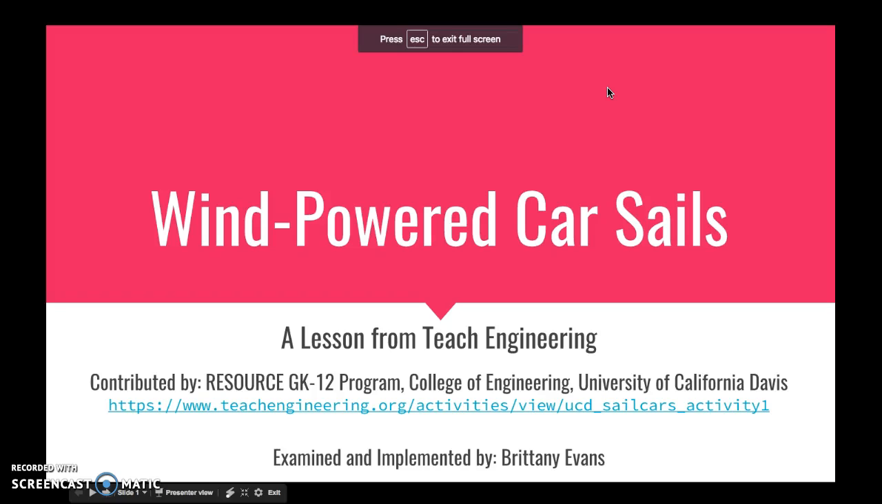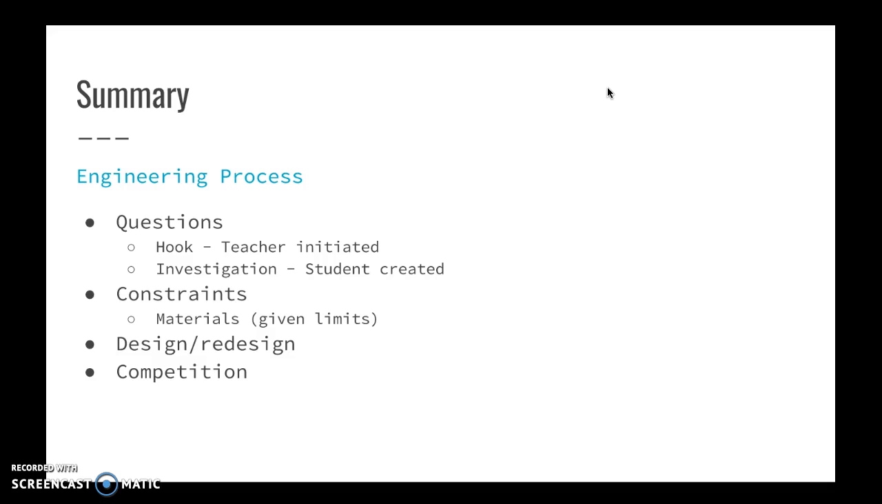Everyone, I'm Brittany Evans. I conducted the activity Wind-Powered Car Sales. It was a lesson from teachengineering.org and it was contributed by the Resource GK12 program from the University of California, Davis.